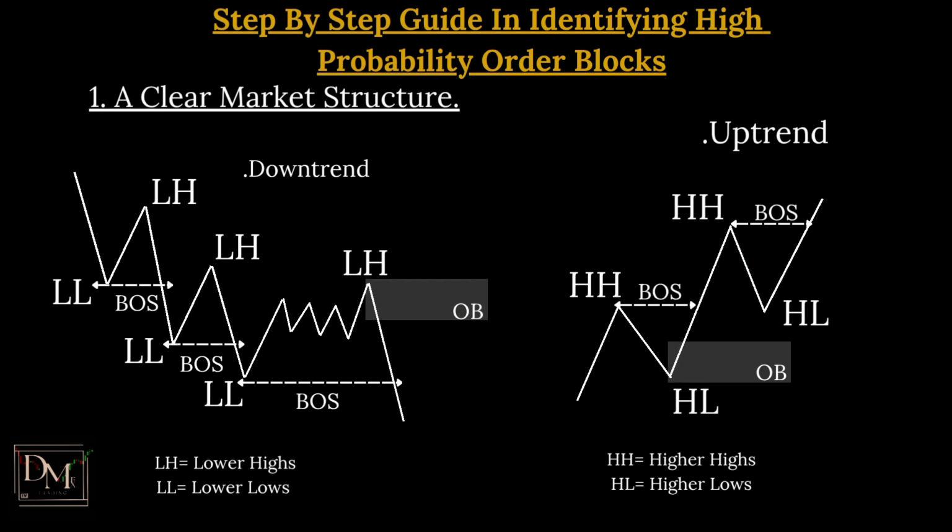Moving on. One, a clear market structure. Before identifying an order block, ensure the market structure is well defined. This means identifying whether the market is in an uptrend, categorized by higher highs and higher lows, or in a downtrend, categorized by lower highs and lower lows. A strong order block typically forms at a key structural turning point, such as a previous demand or supply zone where institutional traders have entered large positions.